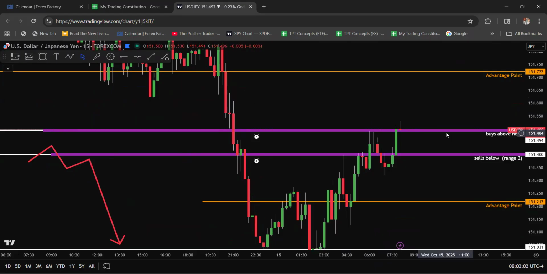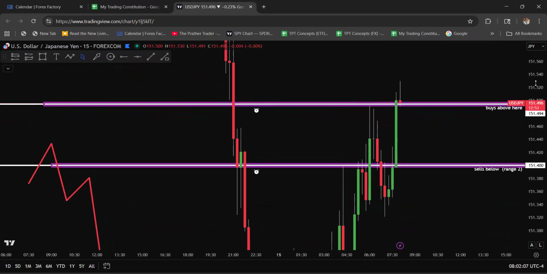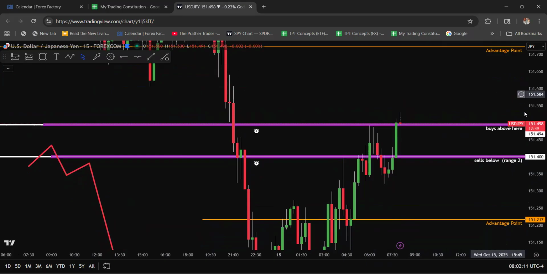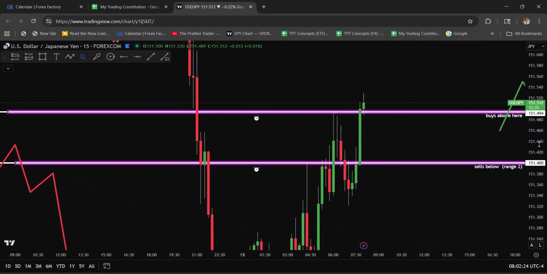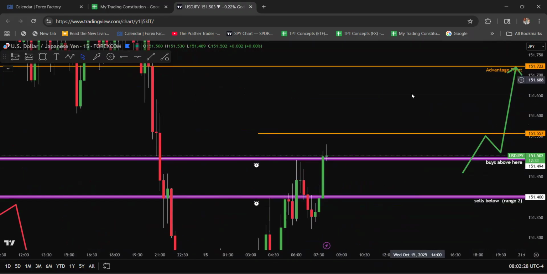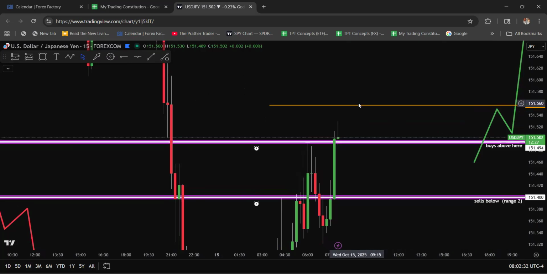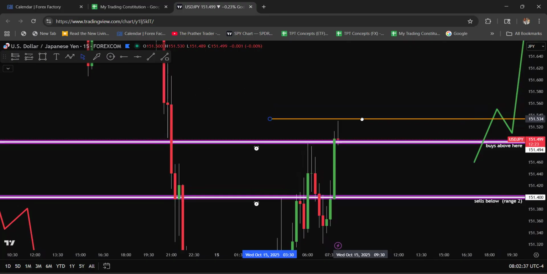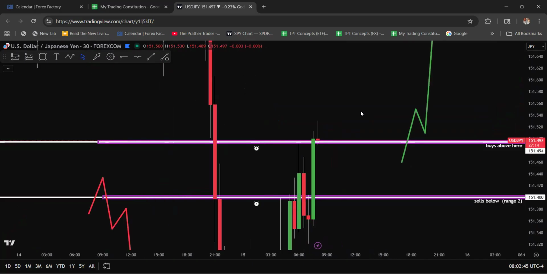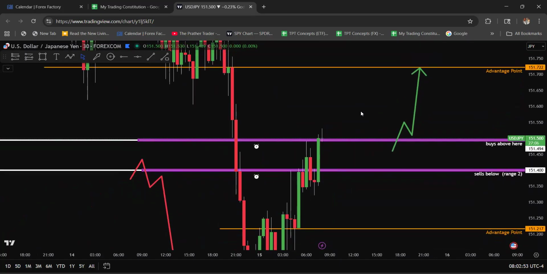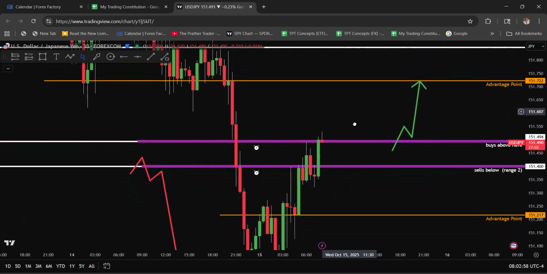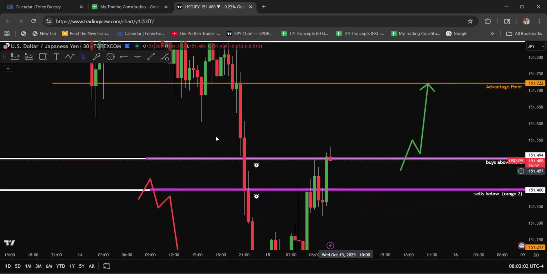Let's see. Okay, I may have a buy stop. Yeah, again, this is why you have to be patient and have a plan. That's why you see I was waiting for a retest. That is a nice bottom wick right there.